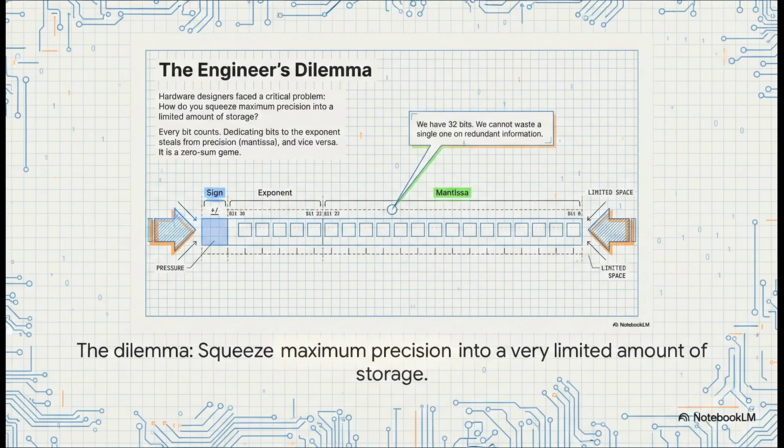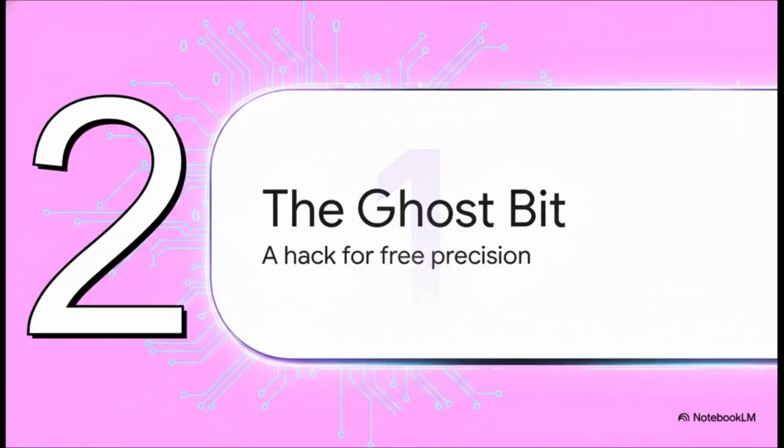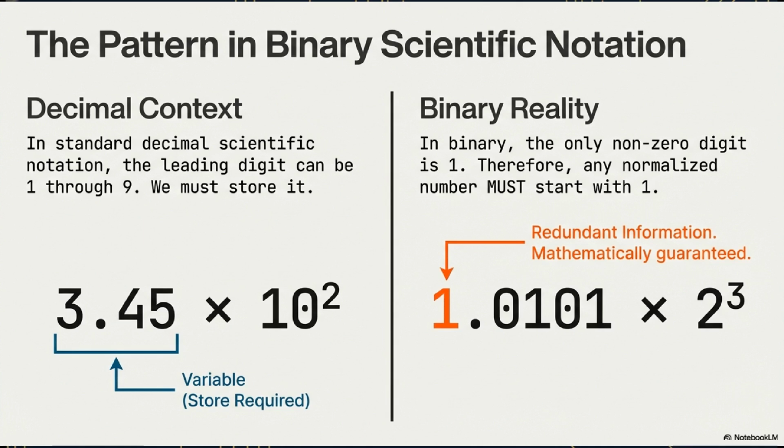If you give more bits to the exponent, which controls how big or small your numbers can be, you have to steal them from the Mantissa, which kills your precision. And if you want more precision, well, you sacrifice range. You just can't have it all. Or can you? This is where the first real piece of genius comes into play. Designers noticed this peculiar little property of binary numbers, a redundant pattern they realized they could exploit to get something for literally nothing.